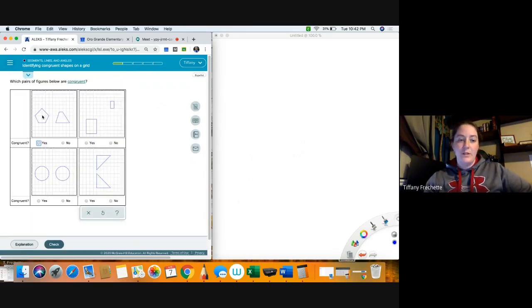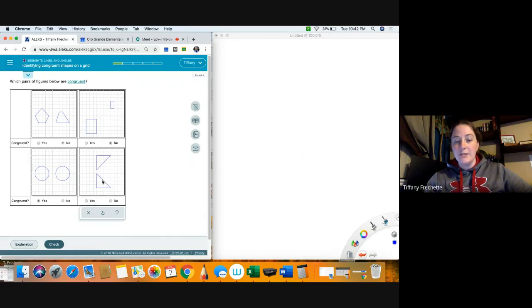Okay, so completely different shapes, not even close to the same. So we're going to go no. Same shape, but different sizes. So no. Same shape, and they do in fact look like the same size. And you could, again, count, go 1, 2, 3, 4, 1, 2, 3, 4, 1, 2, 3, 4. So they both have diameters of 4. So they're both 4 long and 4 tall, or have a height of 4. So that is a yes.